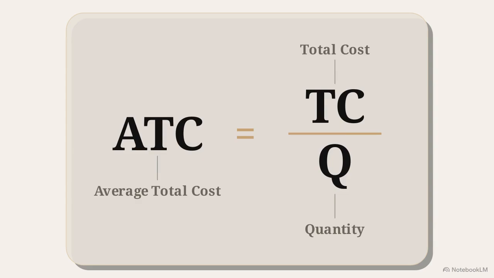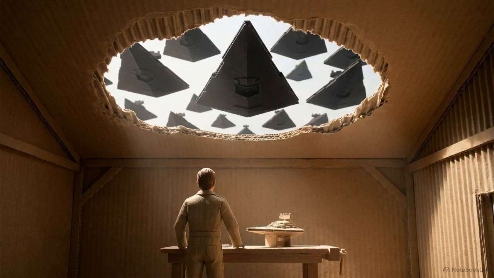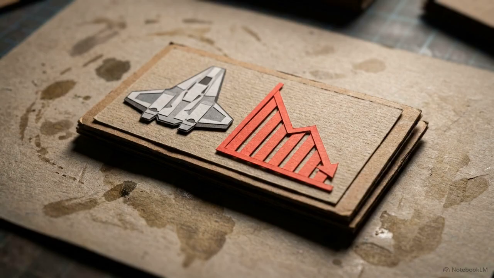In economics, we measure production efficiency through average total cost, the total cost of all inputs divided by the quantity produced. For a single hand-built ship, the unit cost is astronomical. You cannot wage a galactic war when a single fighter drains your entire treasury. Survival requires a mechanism to drastically lower that per-unit cost.